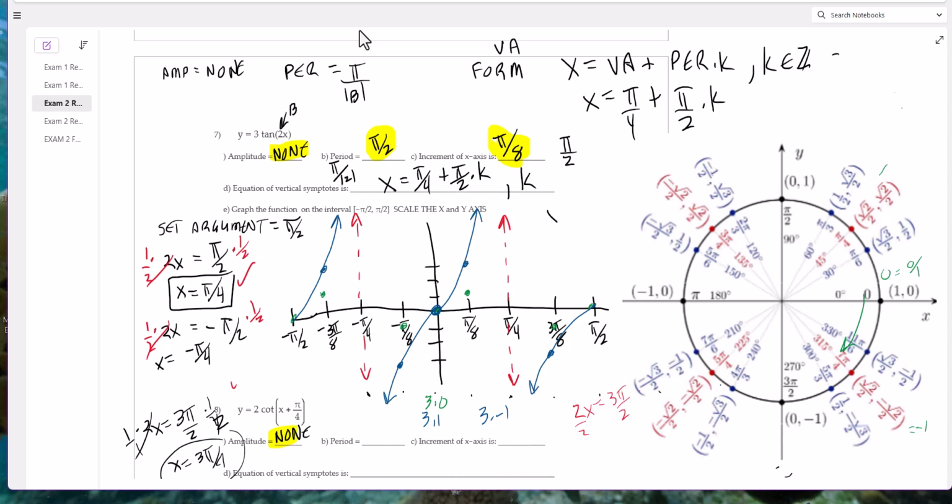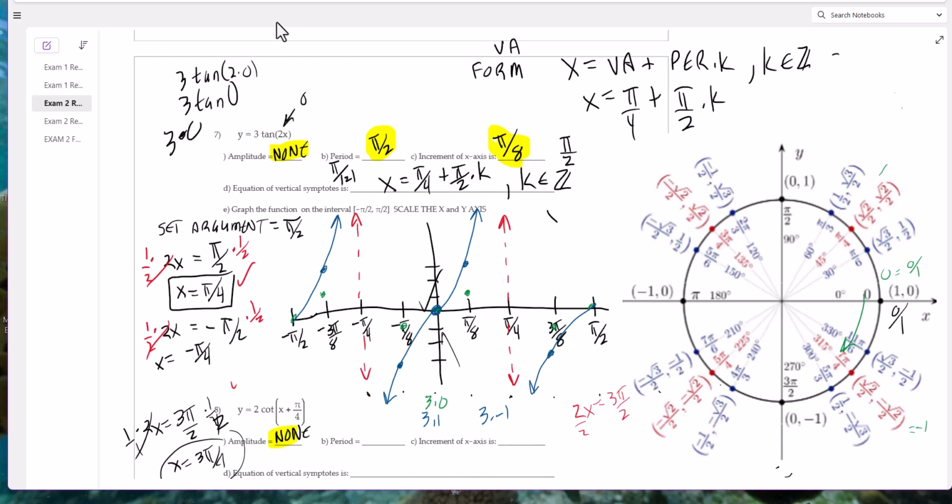All of these problems, by the way, could be checked too. If you plugged in 0, as a quick check, and it doesn't matter what you pick for a check, you would end up doing 3 tangent of 2 times 0. That would be 3 tangent of 0. And the tangent of 0 is y over x, so it's equal to 0. So 3 times 0 is 0. That's what that y value is, see. So that's how you put that together.